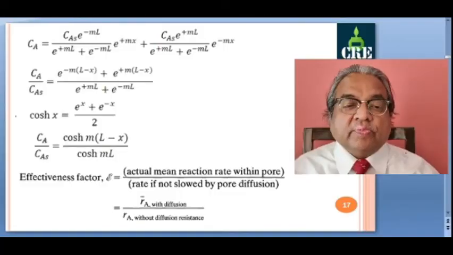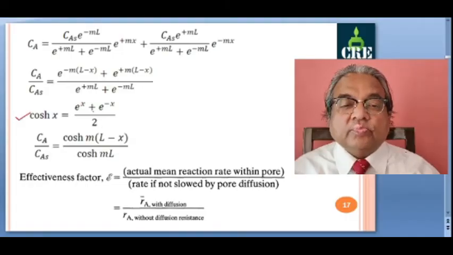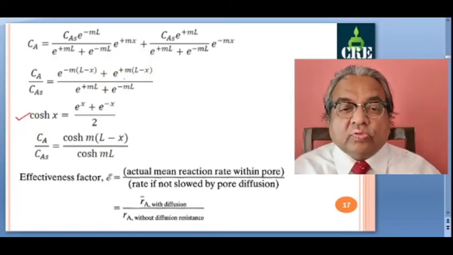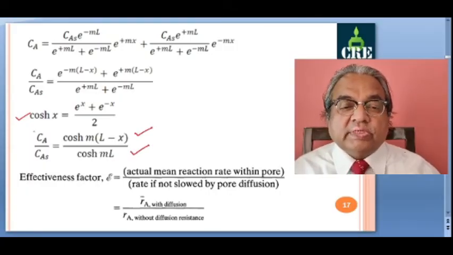Now the definition of hyperbolic function cos hyperbolic x is e raised to x plus e raised to minus x by 2. So we have here e raised to plus x, e raised to minus x, and we can write divided by 2 in the numerator and denominator, it will remain same. So this is x, m into L minus x. So cos hyperbolic m into L minus x we get from this, and here plus ml minus ml. So x is ml. So cos hyperbolic ml. So Ca by Cas is simply cos hyperbolic m into L minus x divided by cos hyperbolic m into L.